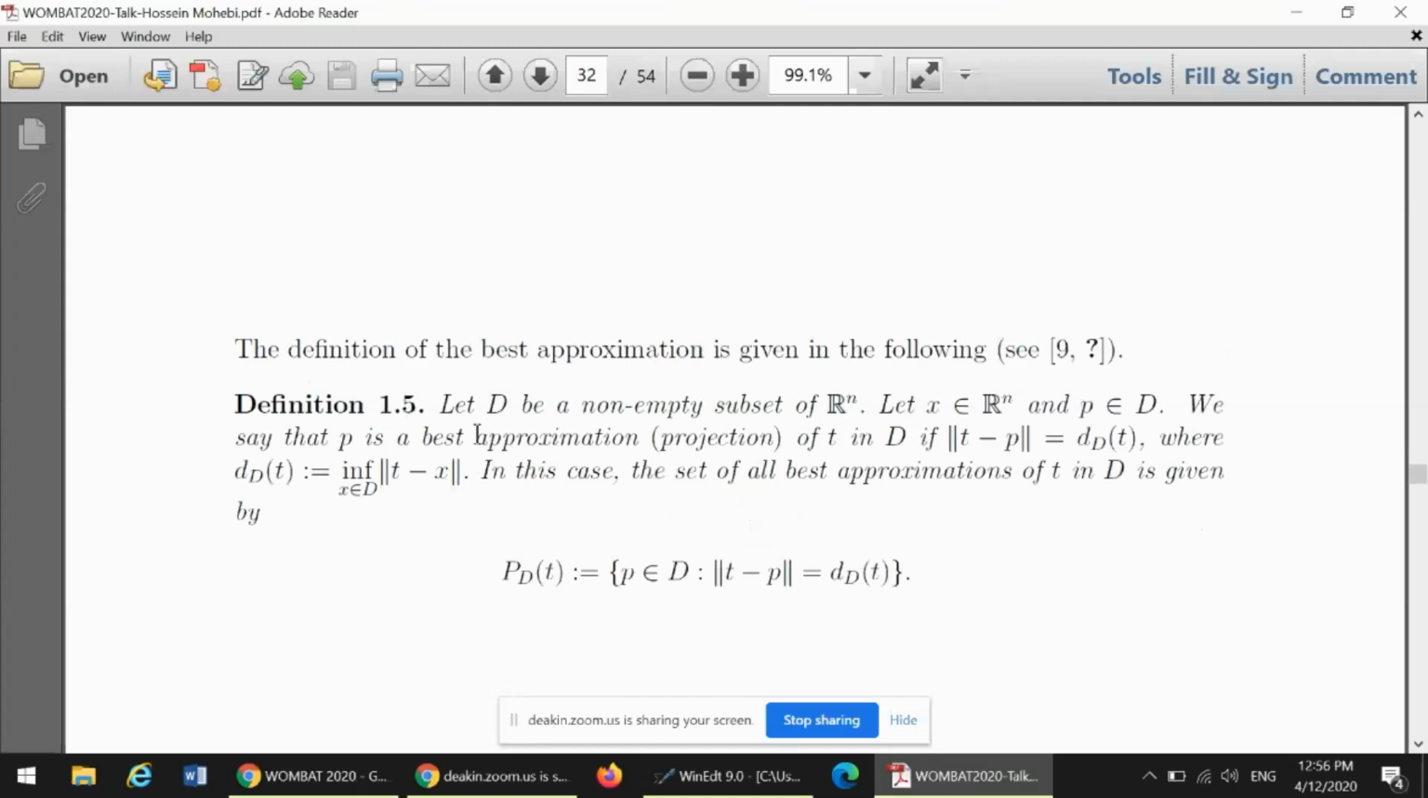This is the definition of best approximation for a set D in Rn, T in Rn and P in D. We say that P is a best approximation of T in D if this equality holds. This is the distance of T from D, defined by this infimum. The set of all best approximations of T in D is given by this set.